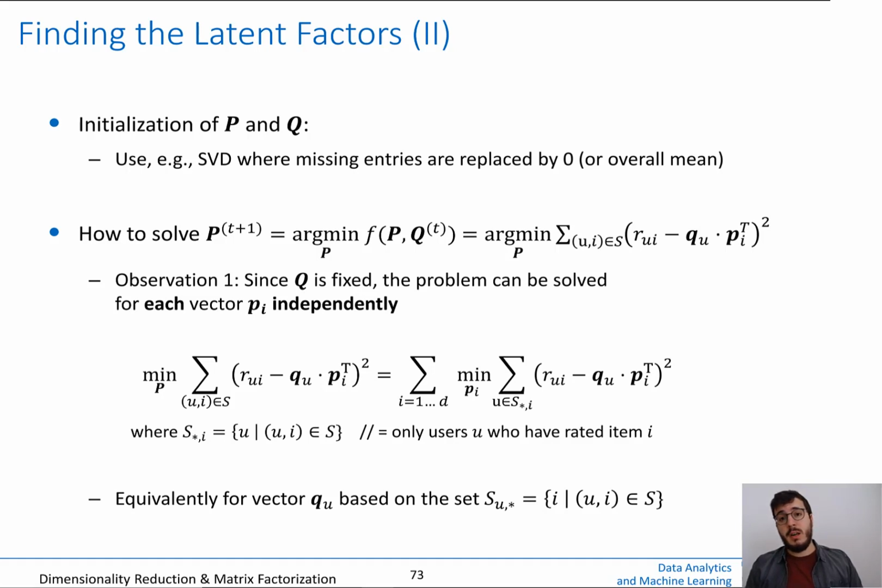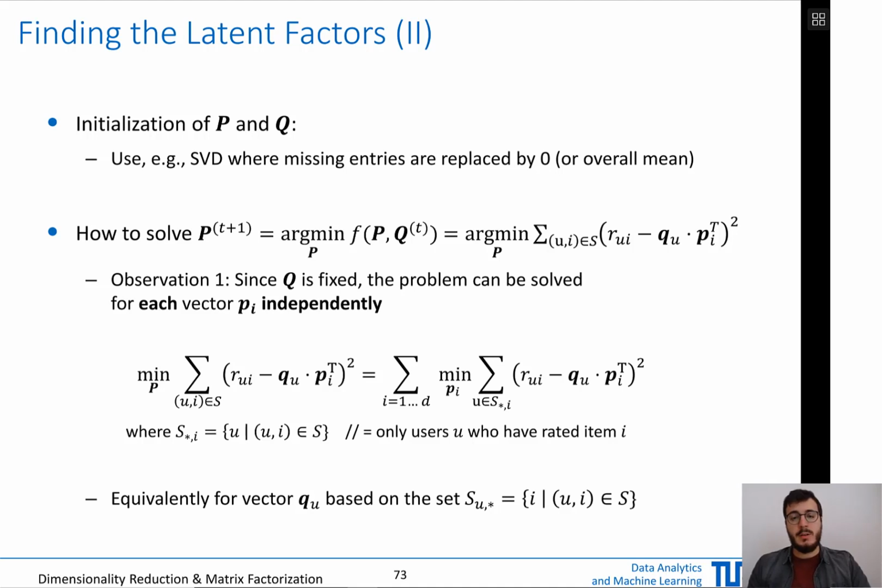Sometimes what works better, instead of starting with the SVD, is to use just random initialization, where you randomly sample the entries, let's say, from a normal distribution. Next, we discuss how to solve these alternating optimization problems.